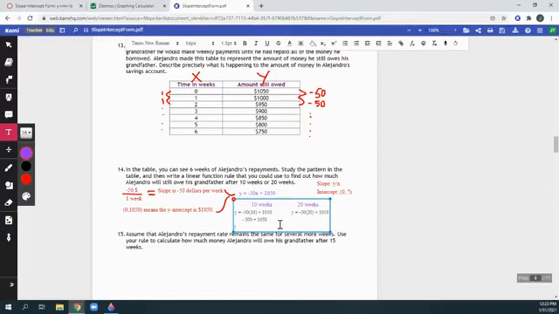It's going to be 150 dollars, because that's what's left here. 50 times 20 is 1,000. You'll owe $50. All that'll be left.